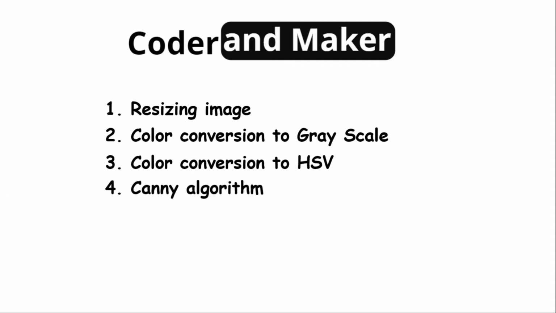Then we will apply the Canny algorithm on an image. By using this algorithm, we can detect edges in a particular image or a video. And in the last, we will see how to blur an image. So before any further ado, let's get started.